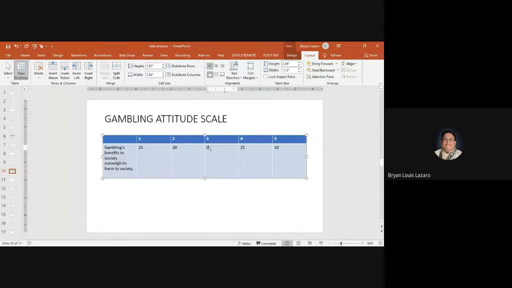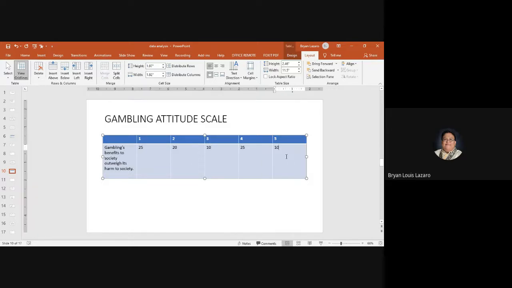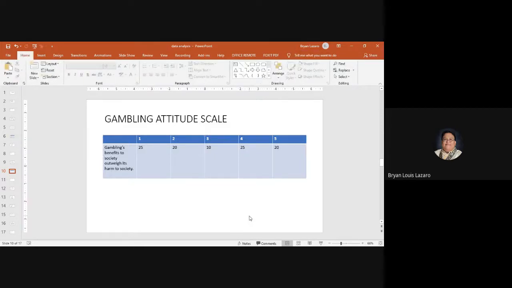Tapos gawin natin, may sumagot siguro ng 3 halimbawa 10. So 25, 10, 45, 55, 80, 90, gawin natin itong 20 para 100. Tama ba? 100 na? Okay. 100 na yan.